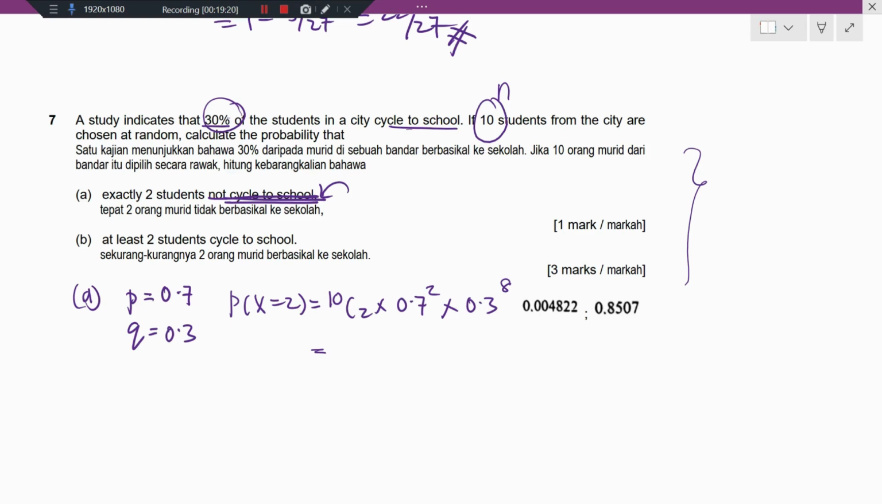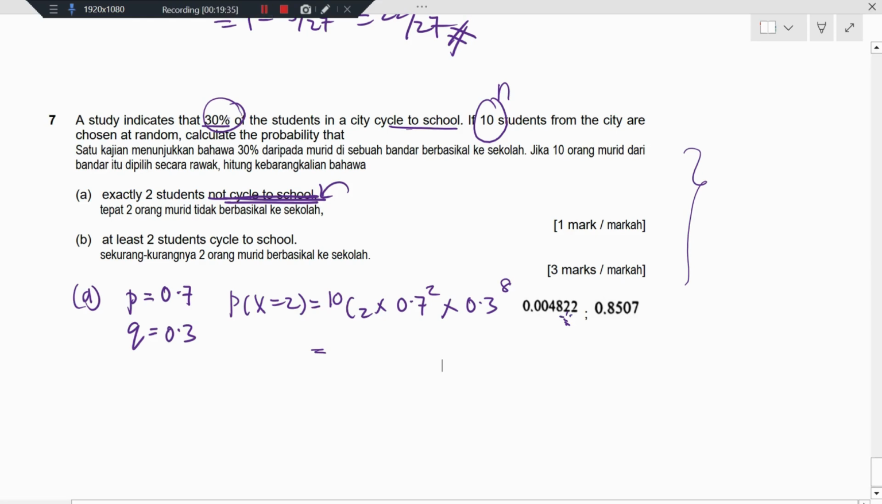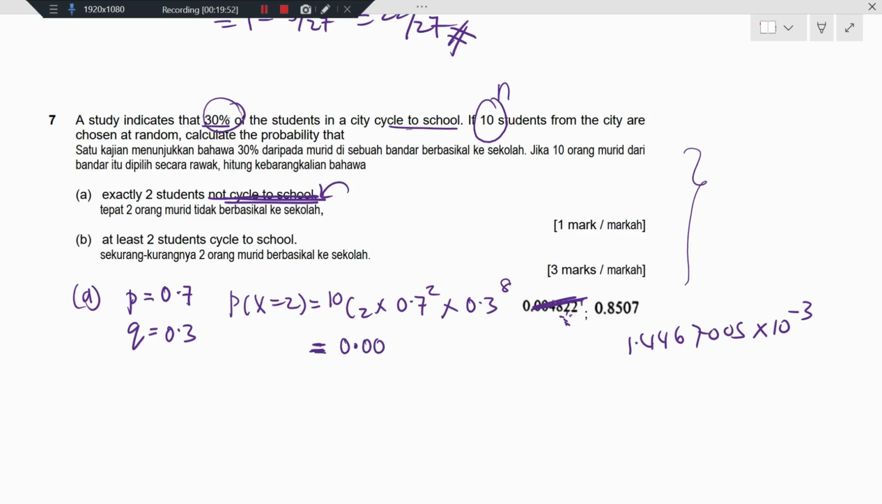So I'm getting 10C2, 0.7 power 2, and 0.3 power 8. I didn't get this answer. Why? So here the given answer is wrong. The correct answer should be something like 1.4467005 times 10 to the power of negative 3, but you cannot write in this form. So 0.00 first, then 14446, you round off to 7. Okay, this should be the right one.